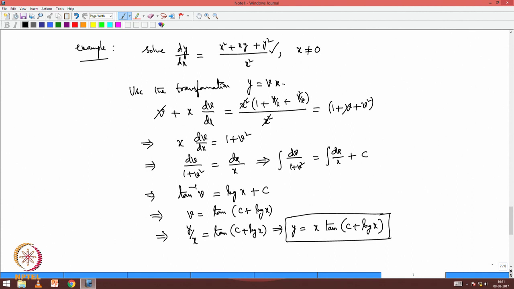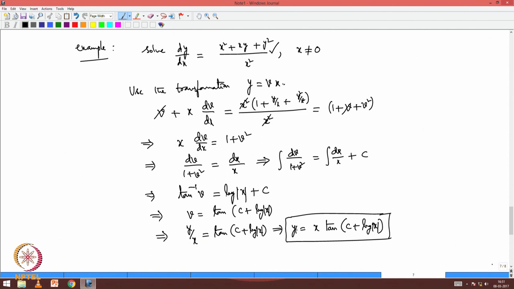Of course, when I integrate dx by x, I write log x, which is defined only for x positive. So when you write like this, I am only doing it for x positive. You should actually write log mod x. Then it works for all x, whether x is negative or positive, and 0 is anyway not defined. So the integral of dx by x is log mod x.